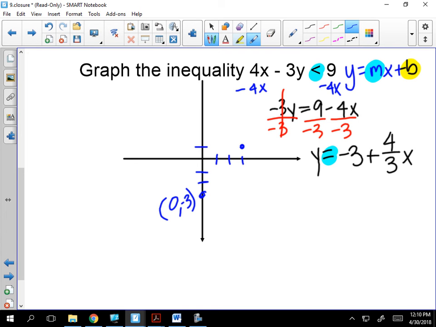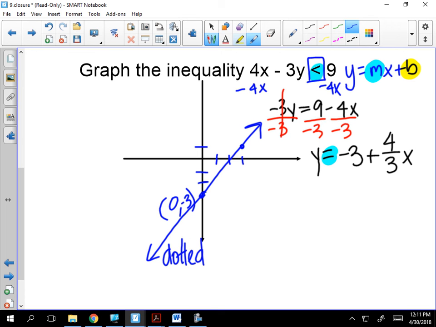Now, because it was a less than sign originally, I know that I'm going to be drawing a dotted line. So you can draw a dotted line or you can just write the word dotted. Either way is fine. Because any of those points on that line aren't going to be a solution. It's kind of like the same idea of a closed versus open circle. In this case, it would be an open circle and a dotted line.